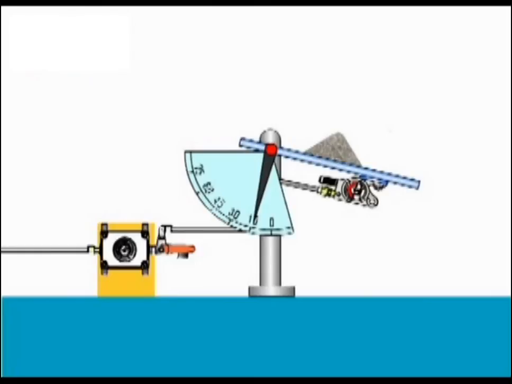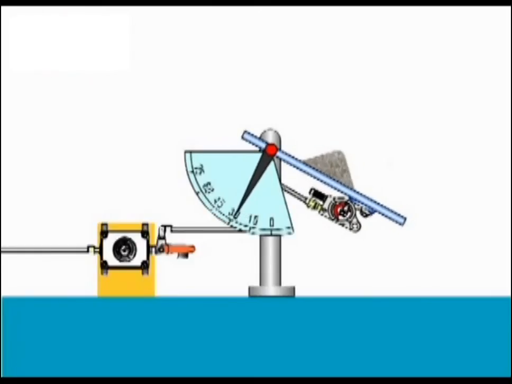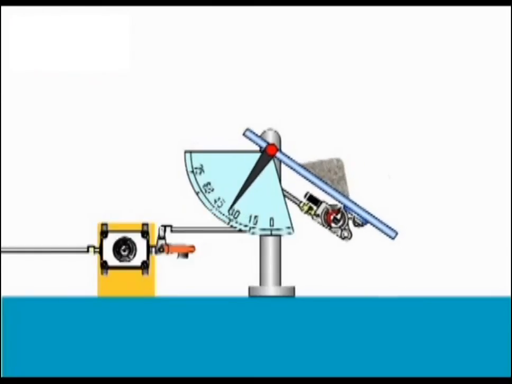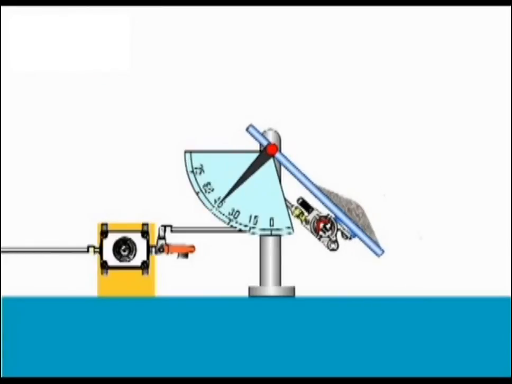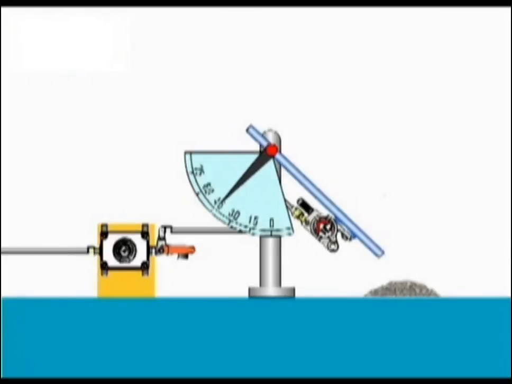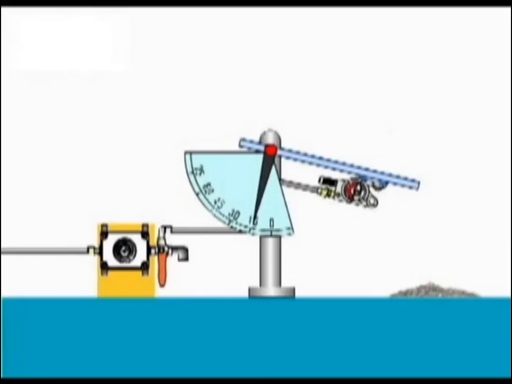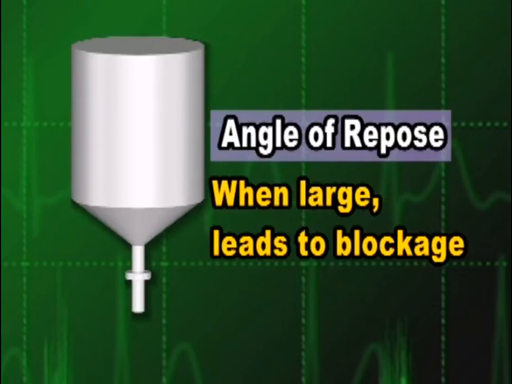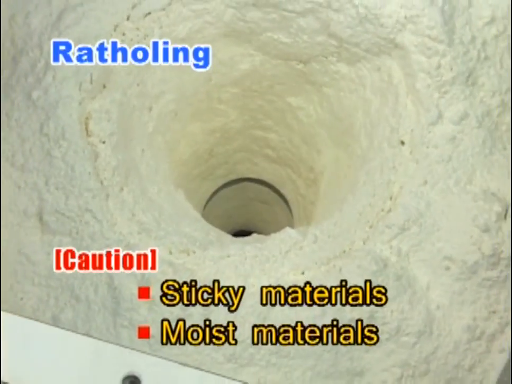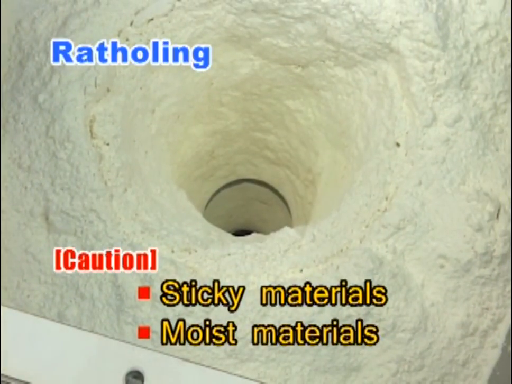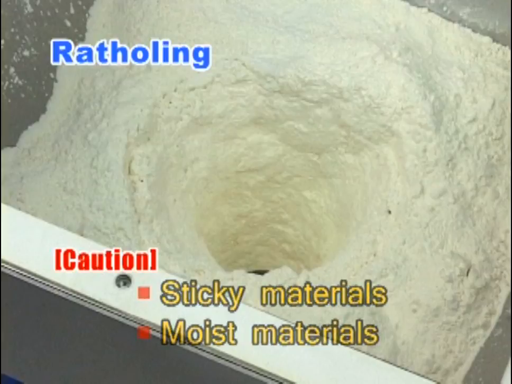If the angle is not greater than the angle of repose, the powder and particles do not flow. In such cases, it is necessary to apply vibration or other means to promote the flow. In other words, if the angle of the cone portion of the tank is larger than the angle of repose, blockage occurs.